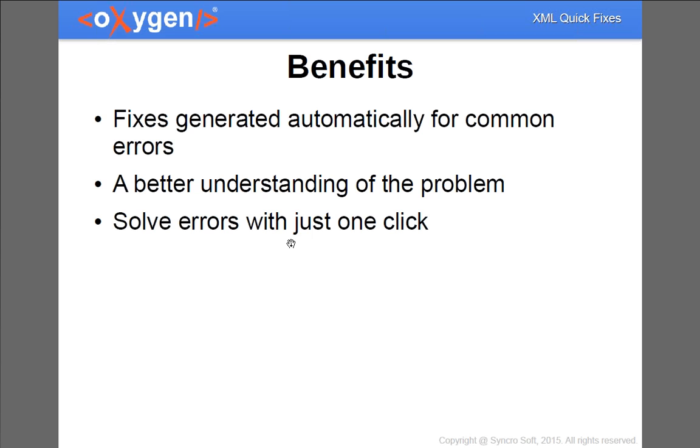So oXygen automatically generates fixes for this type of errors from the XML schema or RelaxNG schema, and you can also easily understand the problem by seeing the proposals. Let's say, for example, you didn't type an ID correctly, so you can see what type of IDs can be referred to, and you can easily correct your ID. And you can also solve the problem just by clicking on the proposal.